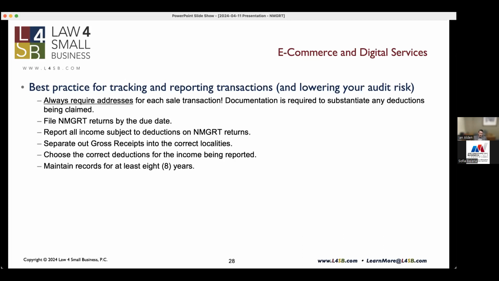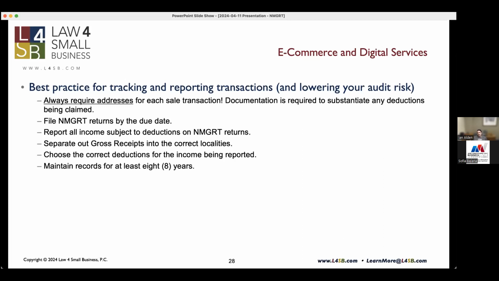It helps because that way Tax and Rev and their computers can reconcile that income versus what they see on, for example, your Schedule C or your K1s or other business income returns, so that they feel the full scope of income is being accounted for. Be sure to separate out the gross receipts into the correct localities. Again, it's just kind of important to do. Choose the correct deductions for the income being reported. Don't lump them all into a deduction that doesn't actually apply for everything. You can use more than one deduction in a gross receipts tax return, so make sure you're doing it properly.